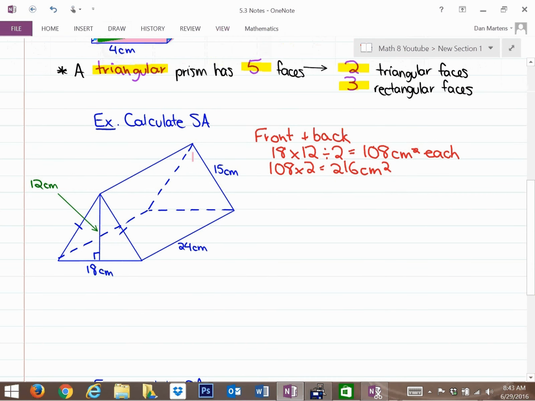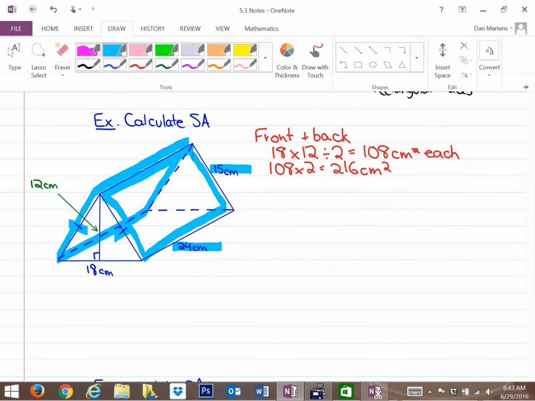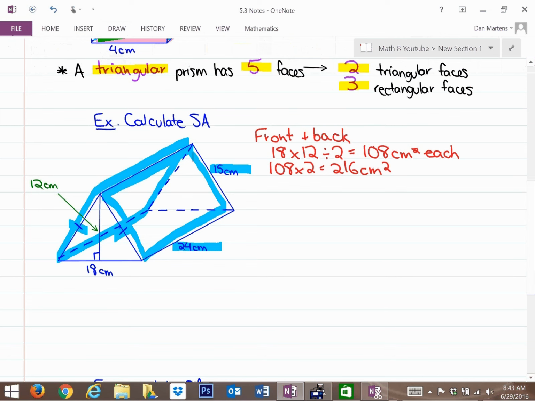So this rectangle here that's facing us has dimensions of 15 times 24. And another rectangle that has the exact same dimensions is this rectangle that's on the back left side, you can see there. So that's also a 15 by 24. But those are rectangles, so we don't need to divide the area by 2.